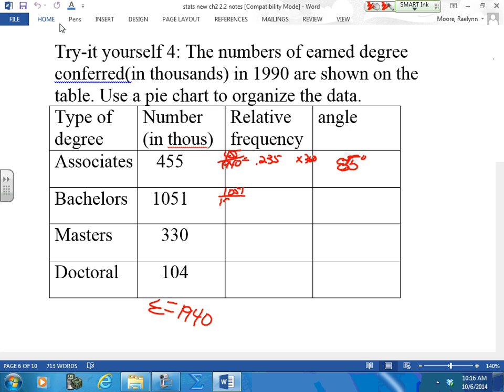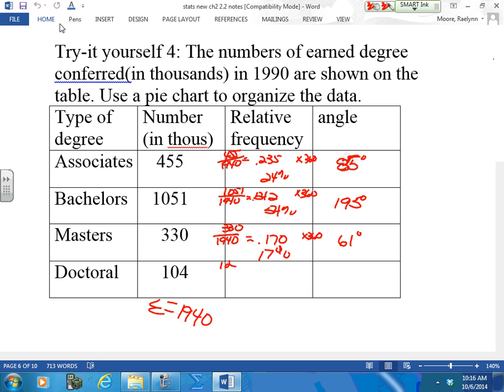The next one, 1051 over 1940. What's your 3 decimals? 0.542. And so this will give 54%. Times 360 is what? 195. Yep, you gotta round it. This one, 330 over 1940 is what? 0.170. Okay, times 360 is what? 61. And we'll move this to be 17%.